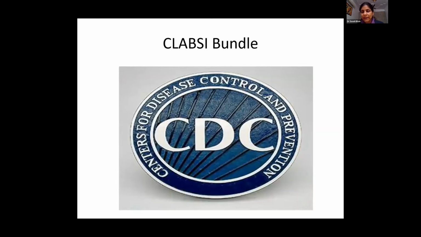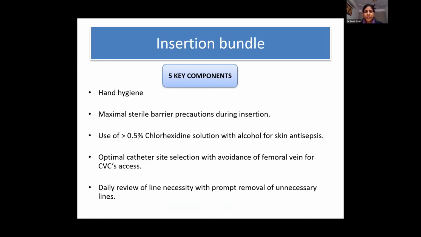The CDC has recommended a CLABSI bundle for prevention and treatment of catheter-related bloodstream infection. In the insertion bundle, the 5 key components are hand hygiene, which is very important, maintaining maximal sterile barrier precautions during insertion, use of 0.5% chlorhexidine solution with alcohol for skin antisepsis, optimal catheter site selection with avoidance of the femoral vein because it has the highest incidence of infection, and daily review of line necessity. Once we see that the line is not necessary, it should be promptly removed.